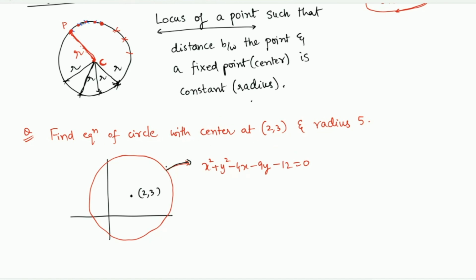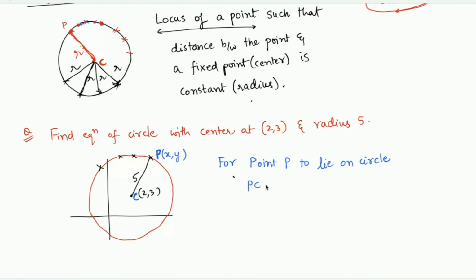I am saying the equation of this circle is like this, meaning any point you take on this circle will satisfy this equation. And one more thing, any other point you take which is not on the circle, let's say point A, definitely will not satisfy this equation. I need the equation satisfied by all the points on this circle. How do I find this? Any point, its coordinates will be like this. For point P to lie on the circle, I should ensure PC equals what? The distance between P and C should be 5.